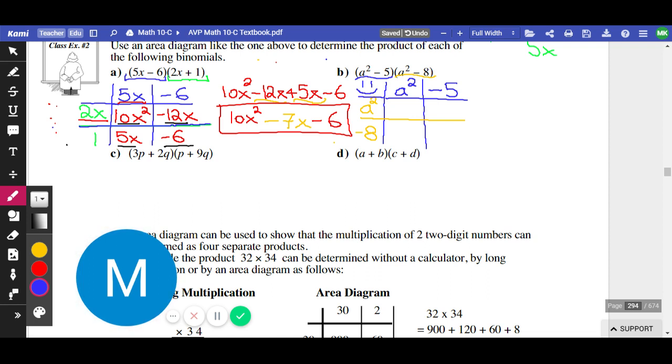In the middle, we are going to multiply columns by rows. A squared times a squared, I add the exponents. That becomes a to the power of 4. Right? Remember our skills from last unit. Then I have a squared times -5. That would be -5a squared. I have -8 times a squared. That becomes -8a squared. -5 times -8 becomes +40.